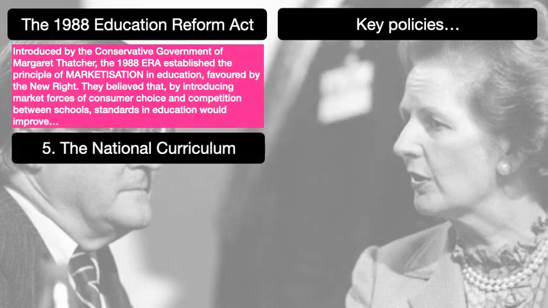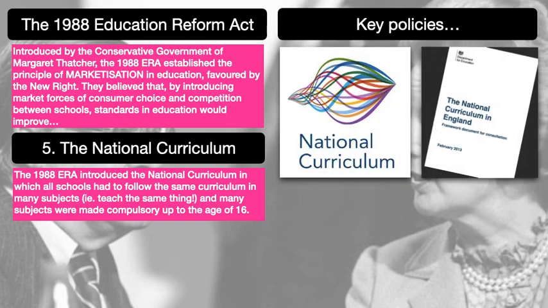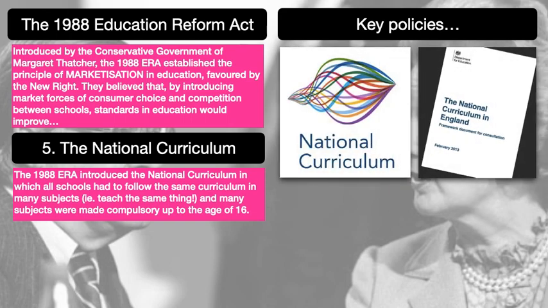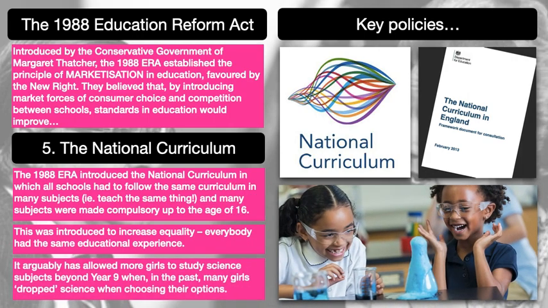The Reform Act also included the introduction of the national curriculum. That is a system whereby all schools have to follow the same curriculum, the same subjects, in other words, teach the same thing. And many subjects were made compulsory up until the age of 16. It was there really to increase equality. Everybody had the same educational experience, and arguably allowed more girls, for example, to study science subjects beyond Year 9, when in the past many girls had dropped science when choosing their options, or worse, were forced to.